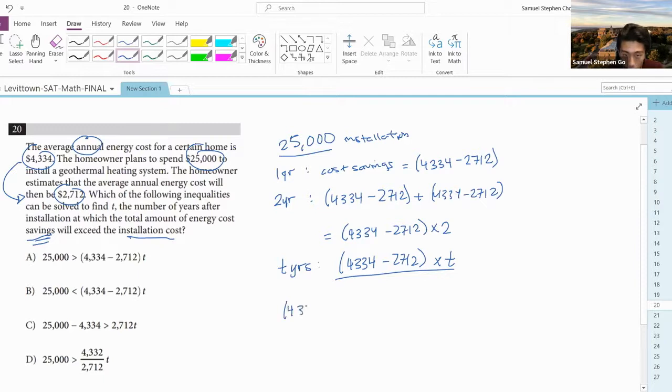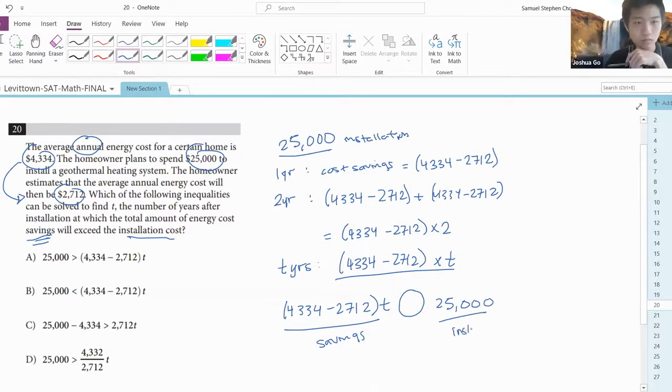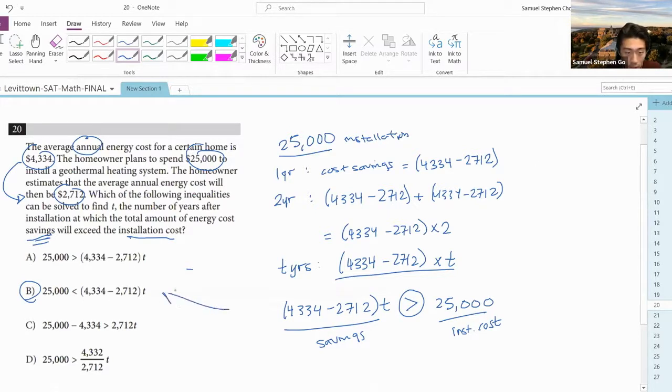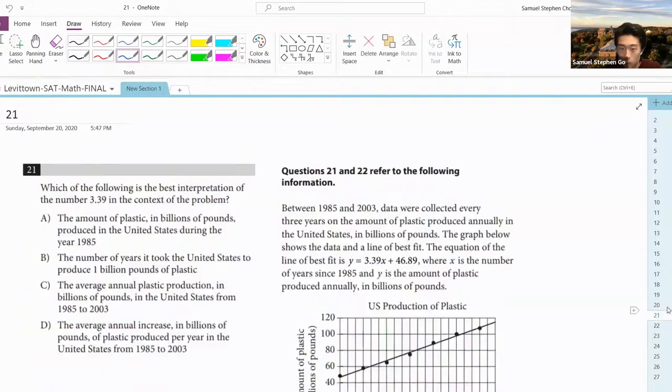So let's do that real quick. 4,334 minus 2,712 times T, some inequality symbol, 25,000. So it's asking us when would the savings, so let me write here, this is savings, this is installation cost. We want it to exceed, so that would be greater than. I think that leads us to answer choice B. The answer looks flipped, but I just have it written the other way, so that is the same answer choice as choice B. All right, number 21 to Josh.